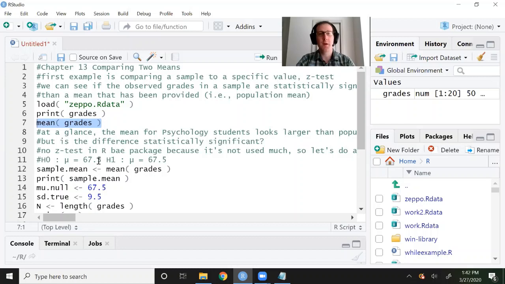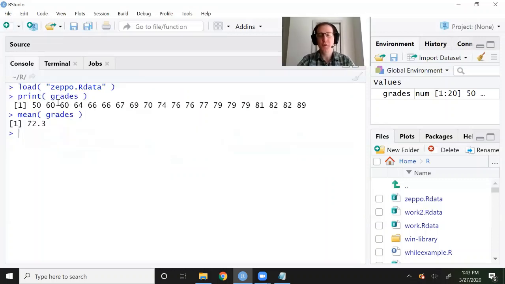And so what we know from the data that were provided was that the mean grade for this class is 67.5. So this is an instance where this professor has all of the grades for every student that has taken this class. So we know what the actual population average is if we're only trying to generalize to that specific professor's specific class. You know, 67.5 is lower than 72.3.